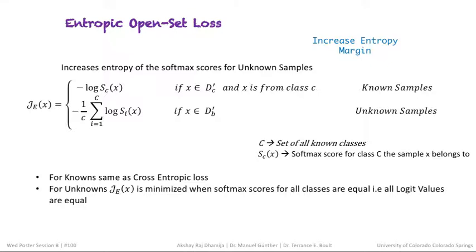The first loss, called Entropic Open-Set loss, aims at increasing the entropy gap between the known and the unknown samples. For known samples, the loss is the same as the cross-entropic loss. For the unknown samples, it aims at providing equal probability for all of the known classes.